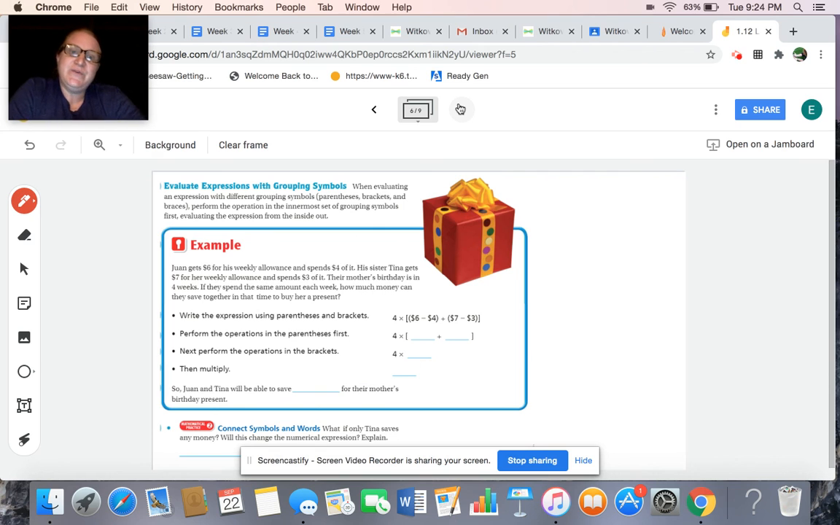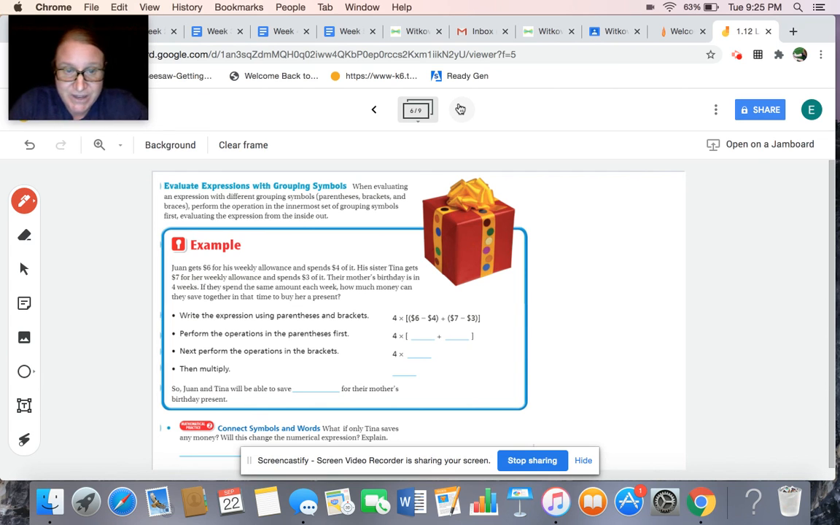All right, this says evaluate expressions with grouping symbols. When evaluating an expression with different grouping symbols, parentheses, brackets, and braces, perform the operation in the innermost set of grouping symbols first, evaluating the expression from the inside out. Juan gets $6 for his weekly allowance and spends $4 of it. His sister Tina gets $7 for her weekly allowance and spends $3 of it. Their mother's birthday is in 4 weeks. If they spend the same amount each week, how much money can they save together in that time to buy her a present?